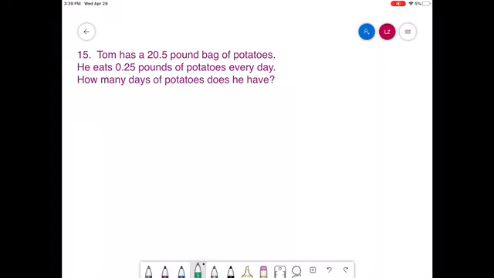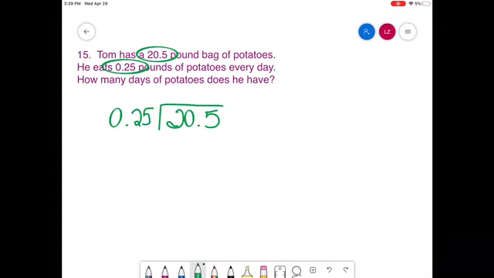All right, so let's look at our information here like we like to do. Here's how many potatoes he has, 20.5 pounds. He eats this much every day, so how many days then can he eat potatoes? All right, so we're going to divide 20 5/10 by 25/100ths. First step, we have to have a whole number as a divisor.